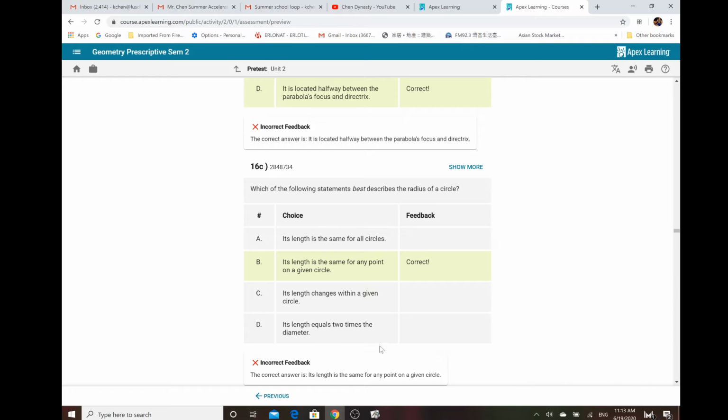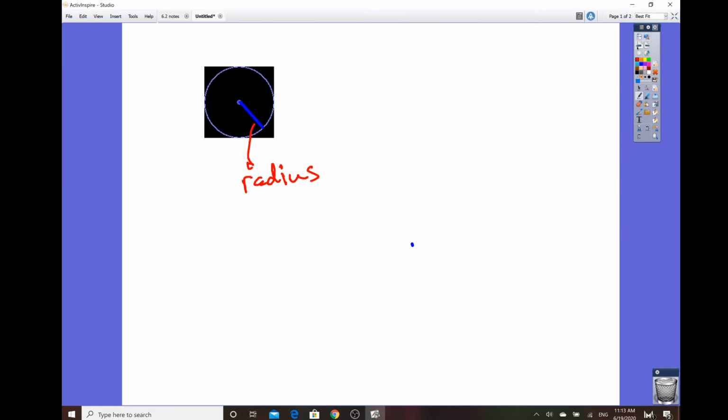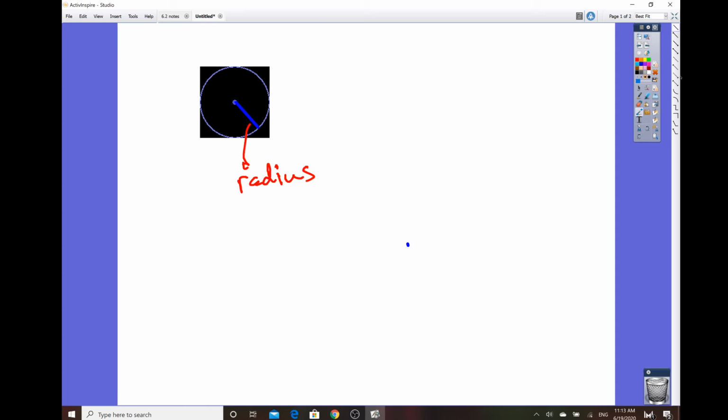And which of the following statements best describes the radius of a circle? Its length is the same for any point on a given circle. If you go back to the diagram on the previous page, it's the same distance. It doesn't matter where you put a radius. Let me set up another radius right here, the same radius as this one, and another one. This one is kind of like a Mercedes-Benz logo.